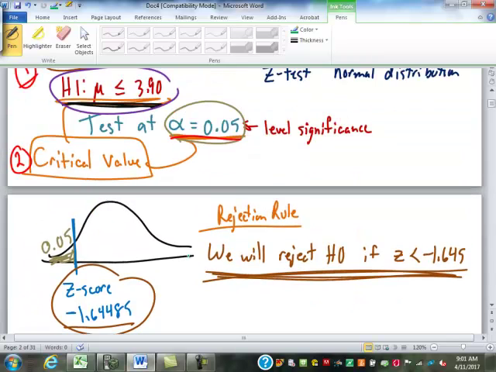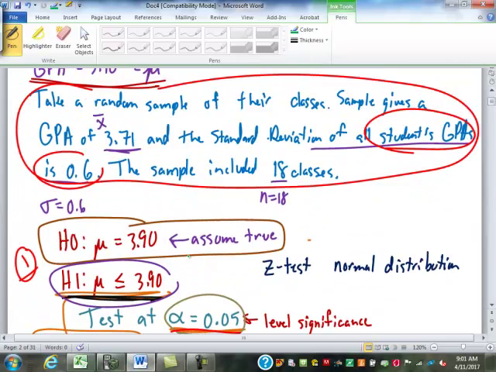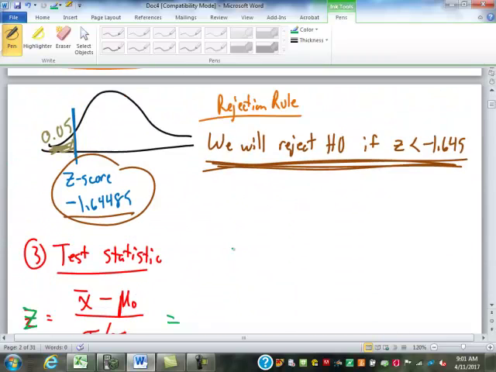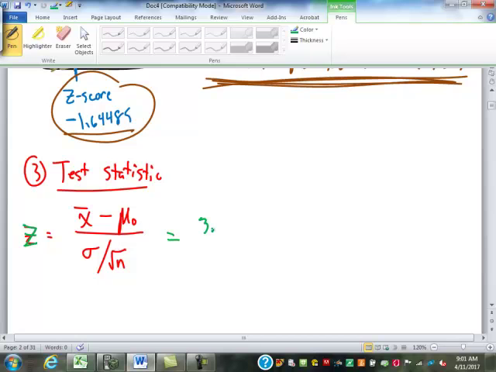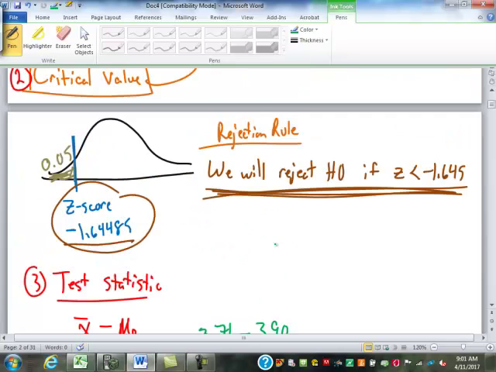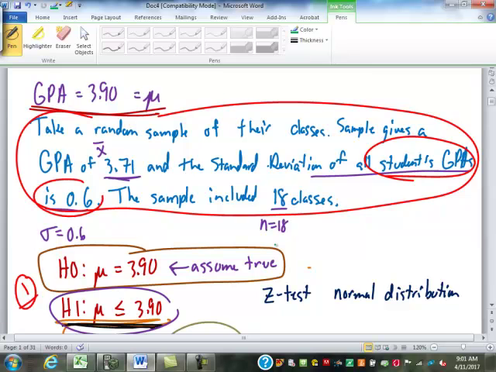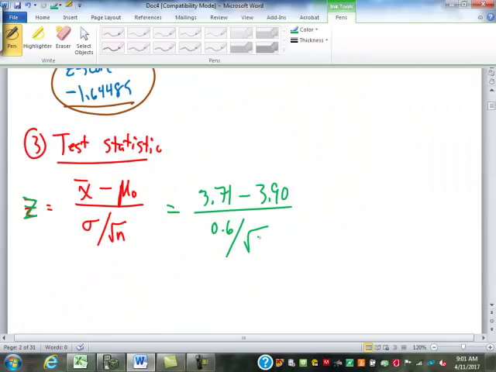So we're given the sample gave us 3.71. We subtract from that 3.90. We had a standard deviation of 0.6, and that'll be divided by the square root of, what was it, 18 is our sample size? 18 is our sample size.